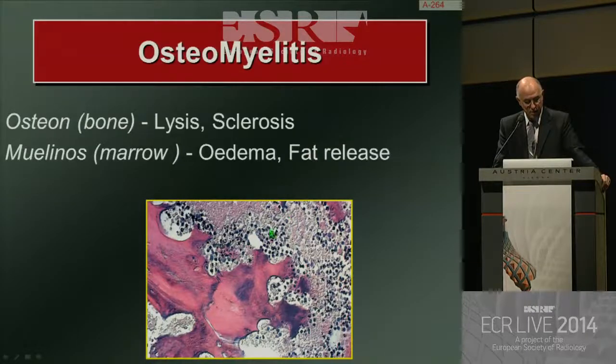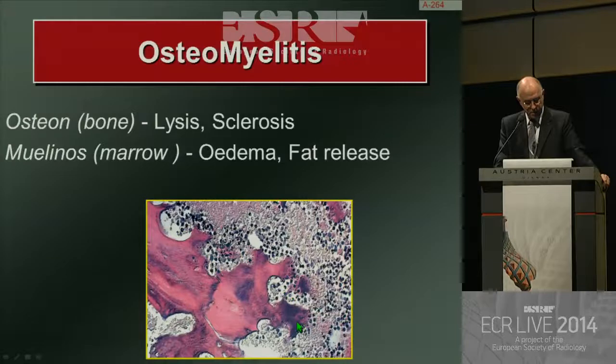So what's happening? Firstly, you will get the marrow which is going to be the site where the infection actually starts, and very quickly the marrow is replaced. There's no normal marrow here at all. This is all pus and pus cells, which has replaced the entire marrow space. And then secondly, you get bone destruction. There's no bone here.